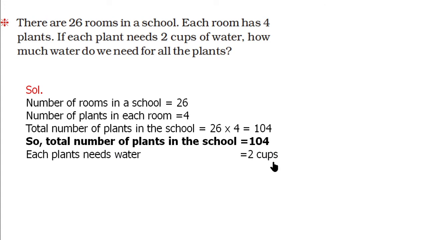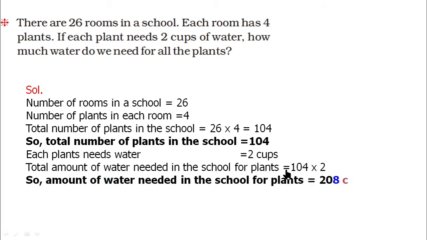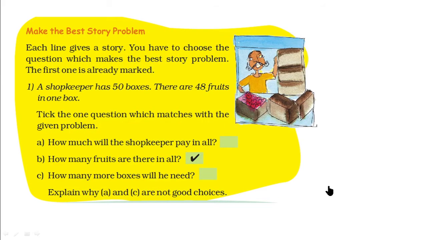Each plant needs 2 cups of water. So 104 plants will need more water. More means multiplication. The amount of water needed in the school for plants is 104 plants into 2 cups. So the amount of water needed in the school for the plants is equal to 208 cups of water. Okay. So let us move to the next question.